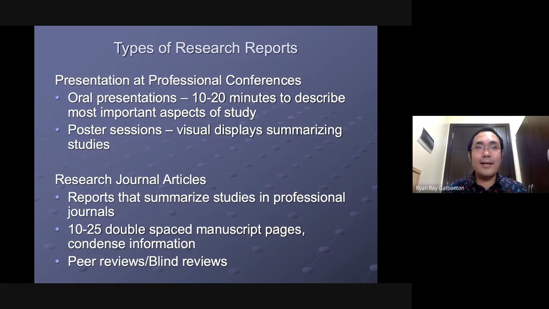The second type of research report na pagkukunan ng research report ay yung tinatawag na research journal article. I know some of you may have encountered this during your RLE, where your CI asks you to critique a research and reflect on its implication.